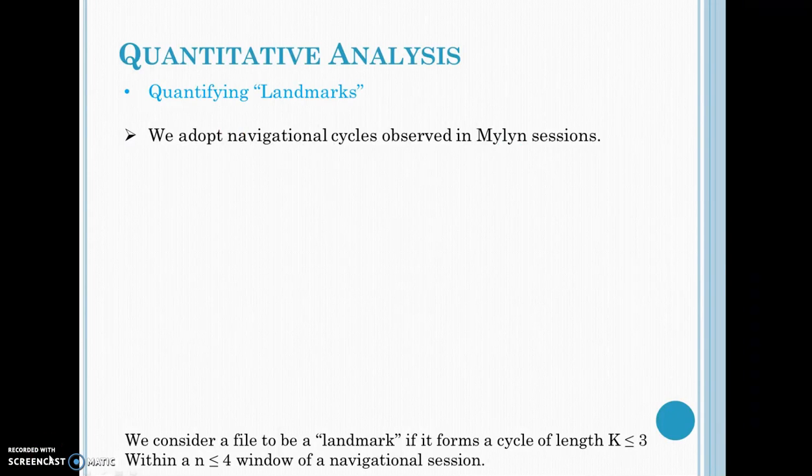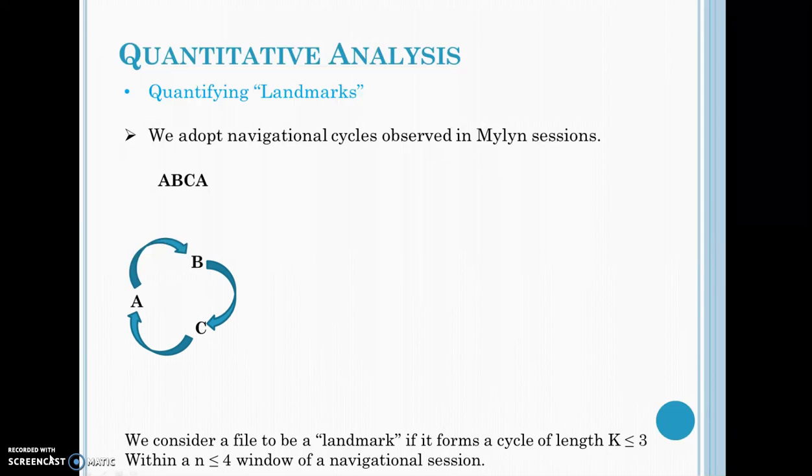In order to measure landmarks quantitatively, we adopt the navigational cycles observed in Mylin sessions. A cycle is defined as a series of files accessed by the developer beginning and ending with the same file. For example, consider a cycle of ABCA. If the developer accesses file A, then B, then C, then A, basically a cycle of ABCA with the length k equal to 3 is formed.